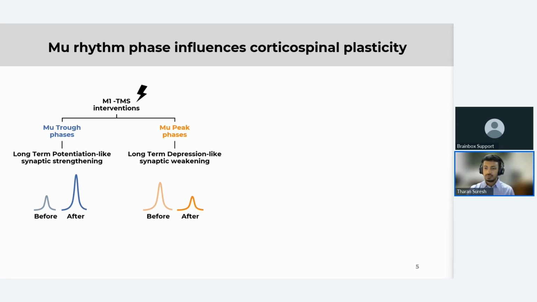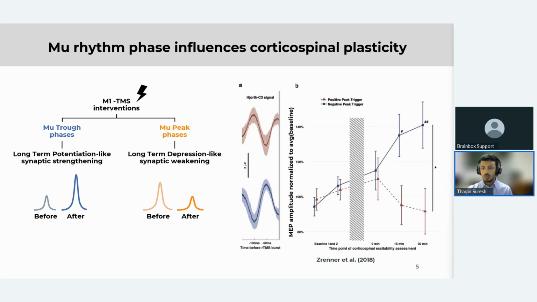Evidence for this comes from a 2018 paper where they timed TMS interventions to be delivered during mu rhythm peak phases, like you can see here, or mu rhythm trough phases, like you can see in the blue line at the bottom. So they measured MEP amplitudes, presented on the y-axis across time on the x-axis. They measured MEP amplitudes at baseline at 2 time points, after which they delivered a repetitive transcranial magnetic stimulation intervention displayed using this gray box here.